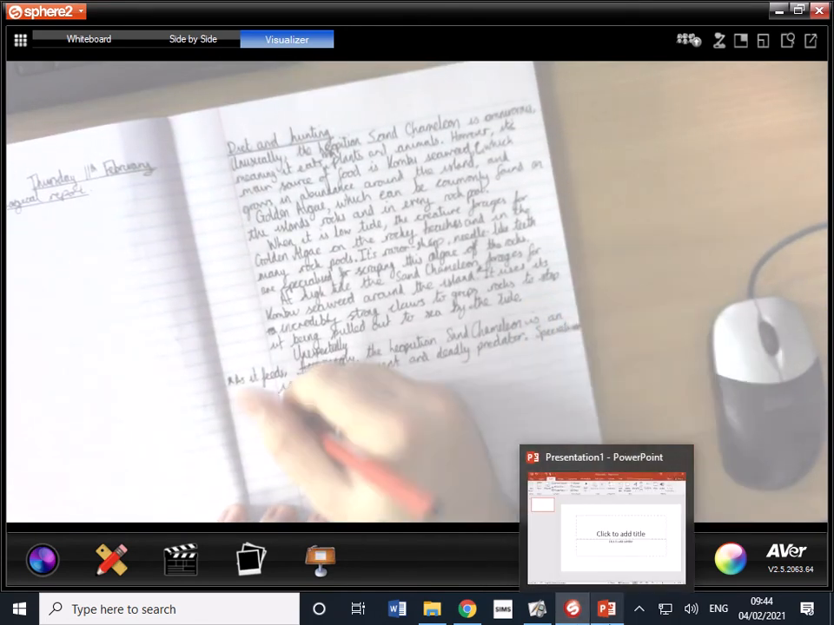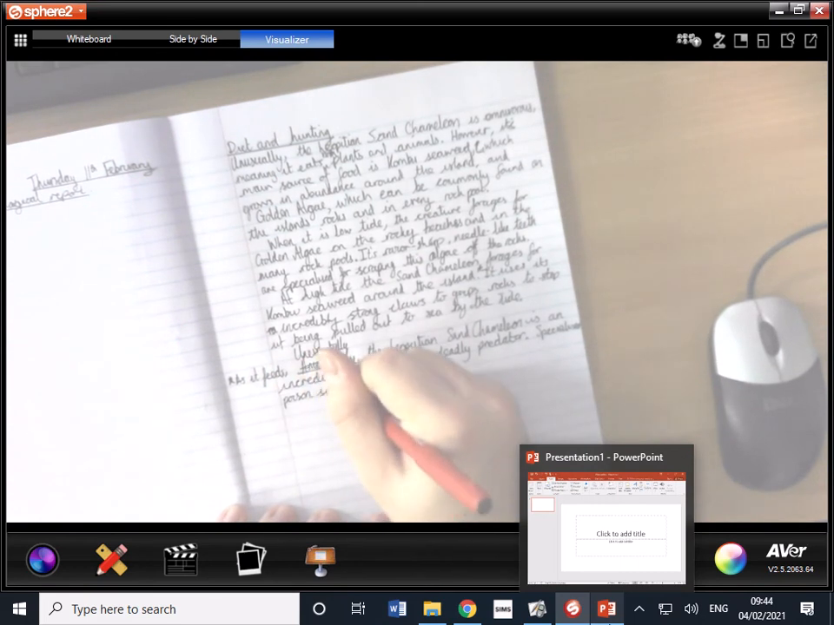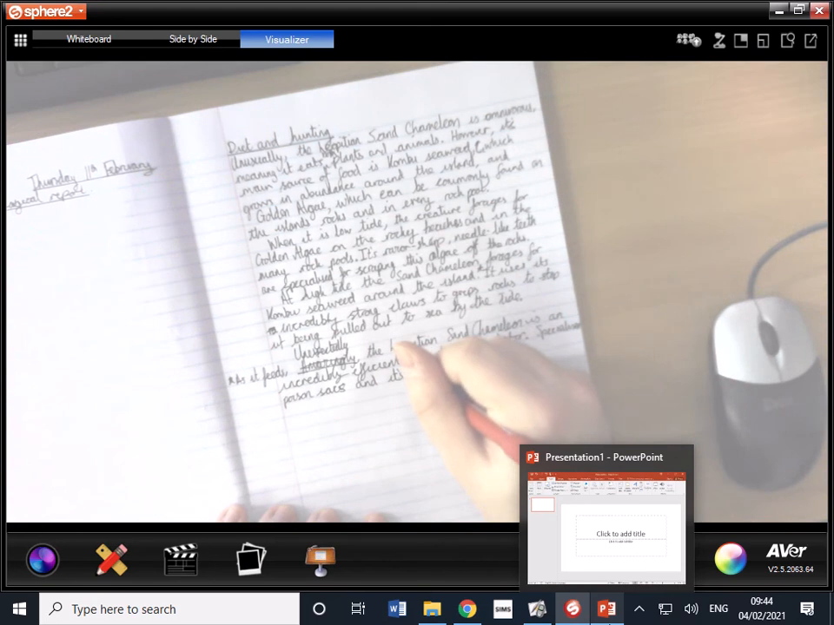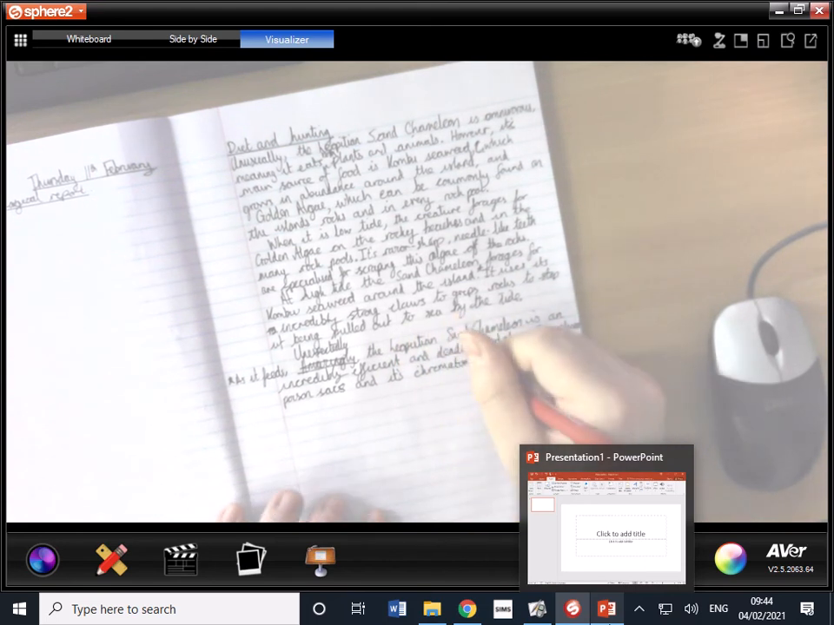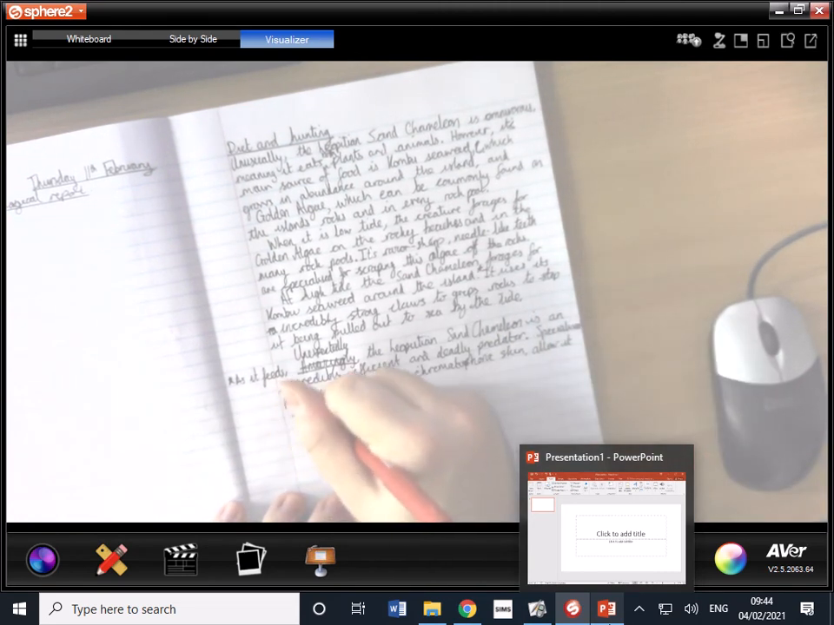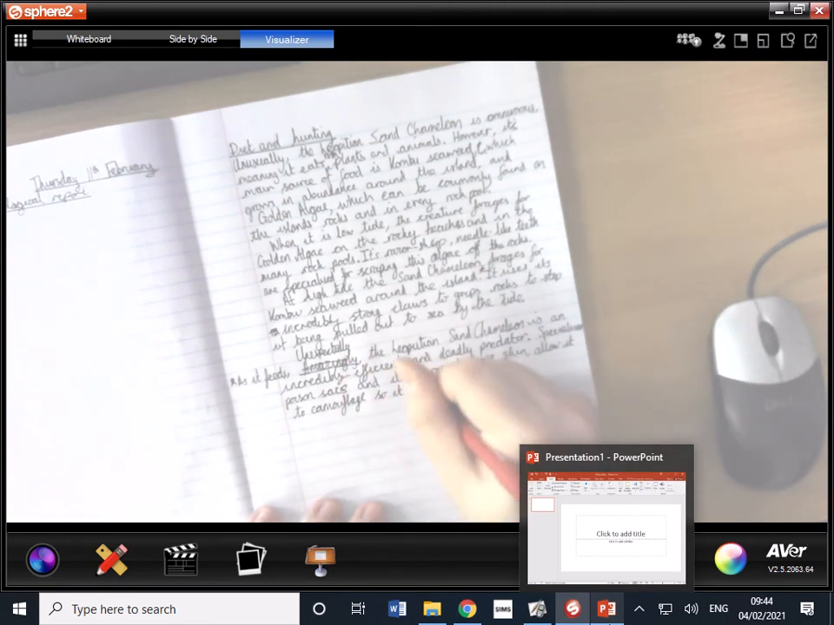Specialized poison sacs and its chromatophoric skin allow it to camouflage, so it is nearly invisible.